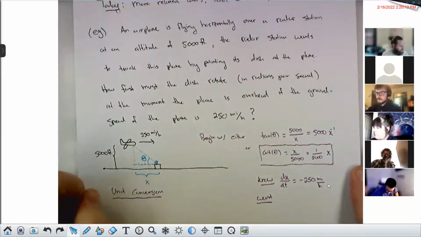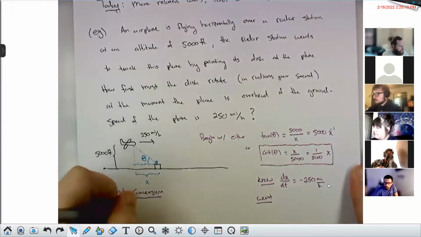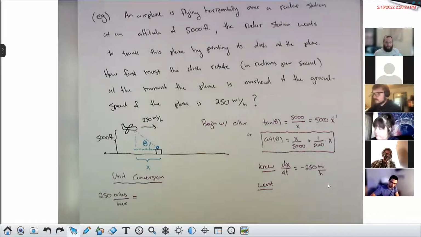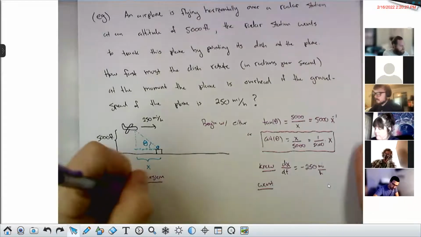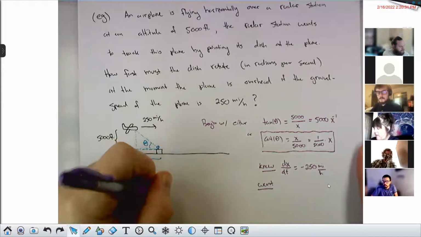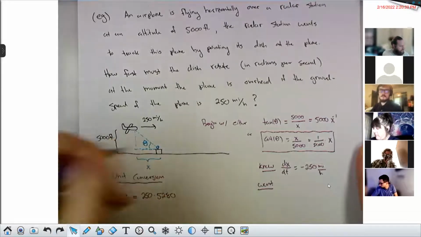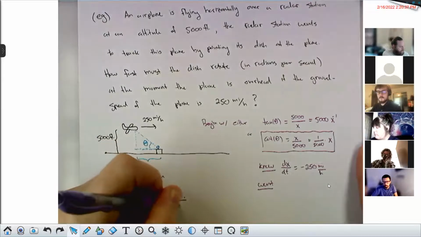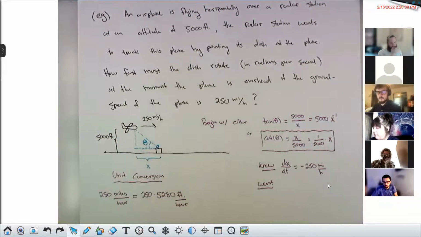So 250 miles per hour. We know that there are 5,280 feet in 1 mile. So this is 250 times 5,280 feet per hour, which is certainly a large number.